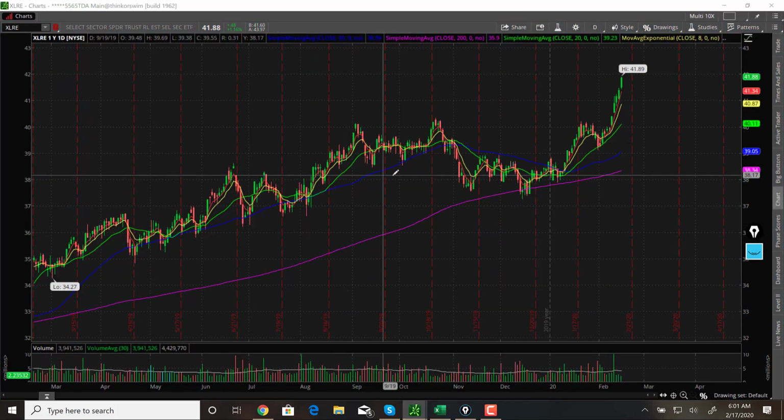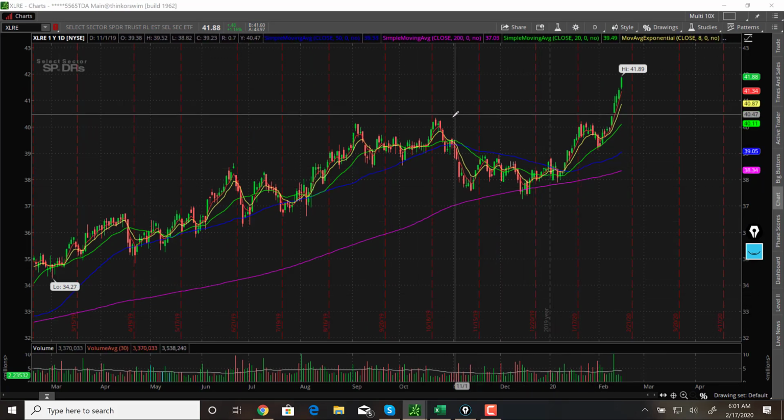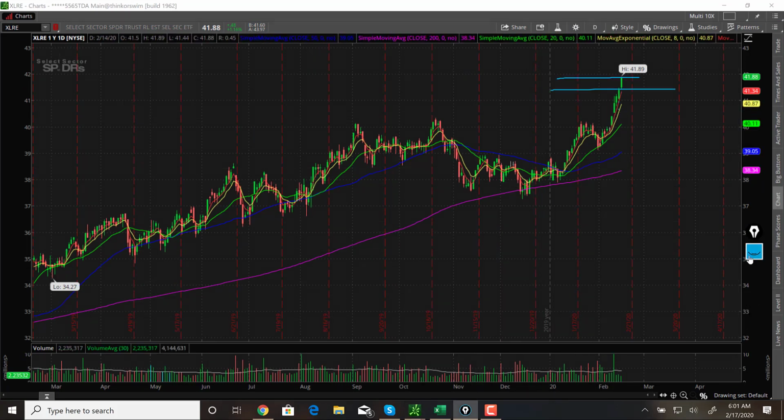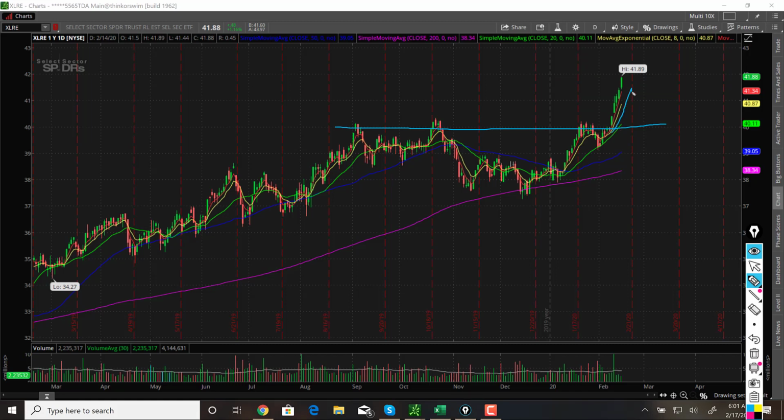Real estate clearly has boomed. There was resistance right here. We finally broke that level of 40. Now it's going straight up. This is obviously an upward move.